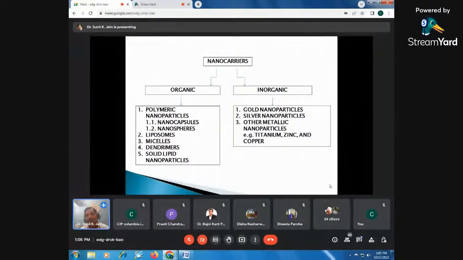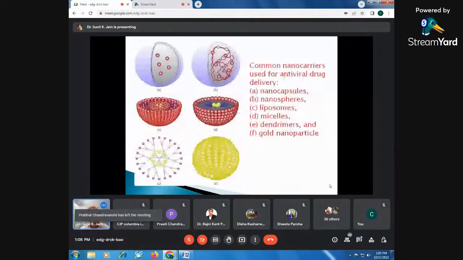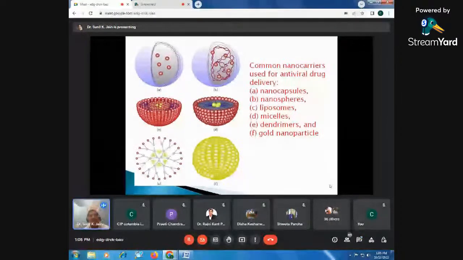Inorganic nanocarriers include gold nanoparticles and silver nanoparticles, and we can also use certain metals like titanium, zinc, and copper and prepare their nanoparticles. These are certain schematics, figures of nanocapsules, nanospheres, liposomes, micelles, dendrimers, and gold nanoparticles.